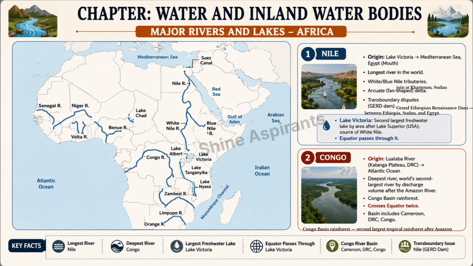Congo River. Origin, Lualaba River from Katanga Plateau, DRC; mouth, Atlantic Ocean. Key facts. Deepest river in the world. World's second largest river by discharge volume, after Amazon. Congo Basin rainforest, second largest tropical rainforest after Amazon. Crosses the equator twice, very important UPSC fact. Basin includes Cameroon, DRC, Congo.